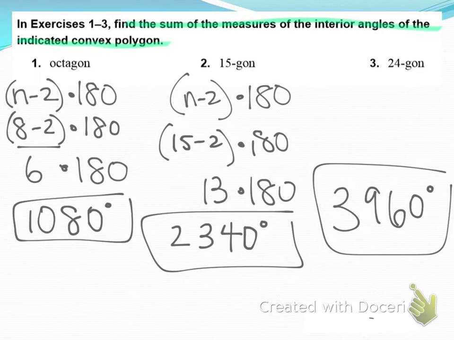So what's going to happen, the last thing we learned today, instead of being given the name and finding the degrees, we're going to be given the degrees and find the name. So in order to do that, you need to know the names. As a refresher, at the top is a chart, the number of sides and the name. So a 3-sided polygon is called a triangle. 4-sided is called a quadrilateral.